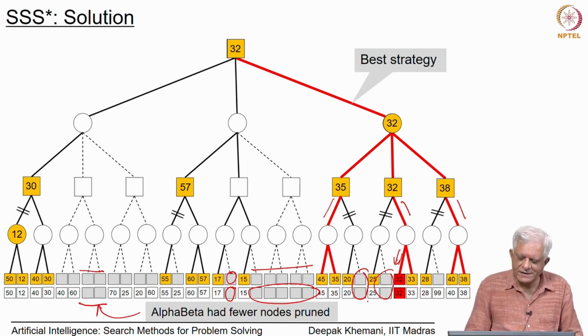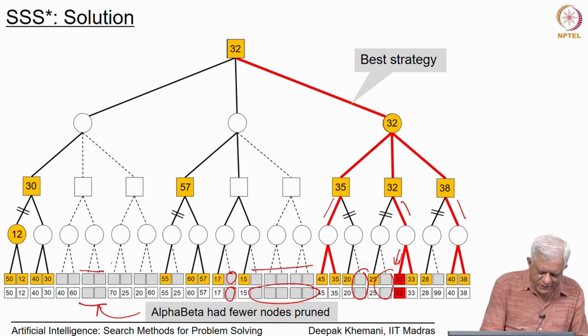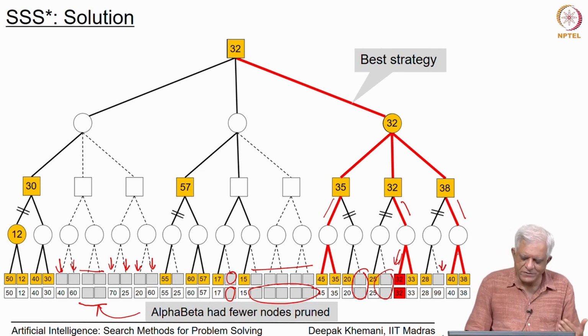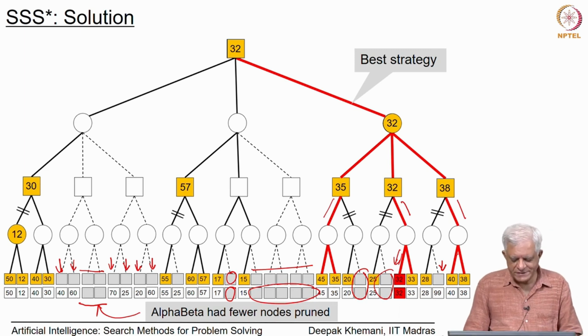So, in that sense SSS star is distinctly better, because apart from that there are certain nodes which alpha beta saw, but SSS star has pruned. So, you can see that SSS star has not been influenced by the ordering of the nodes, it has only looked at the nodes in a particular order, and it has pruned more nodes than alpha beta in general. So, in that sense SSS star is a superior algorithm to alpha beta.